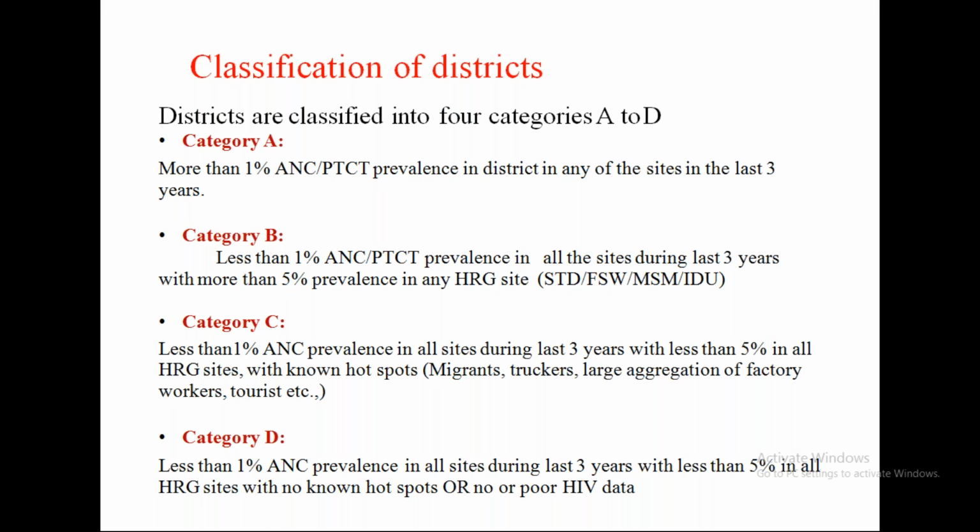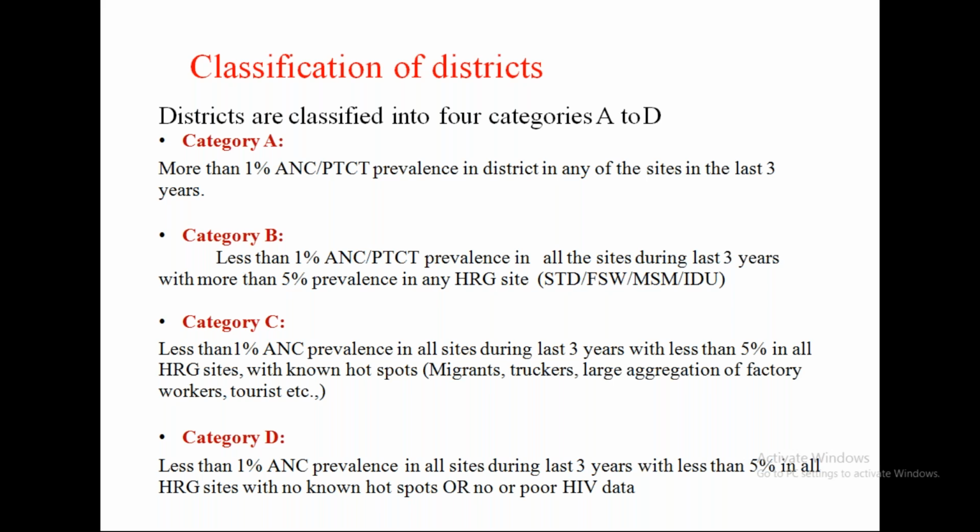Then if you look at category B, less than 1% antenatal or PPTCT prevalence in all the sites during the last 3 years, with more than 5% prevalence in any high risk group site, that is sexually transmitted disease clinics or female sex workers, men having sex with men or intravenous drug users. Among these sites, if the prevalence is more than 5%, then it comes under category B.